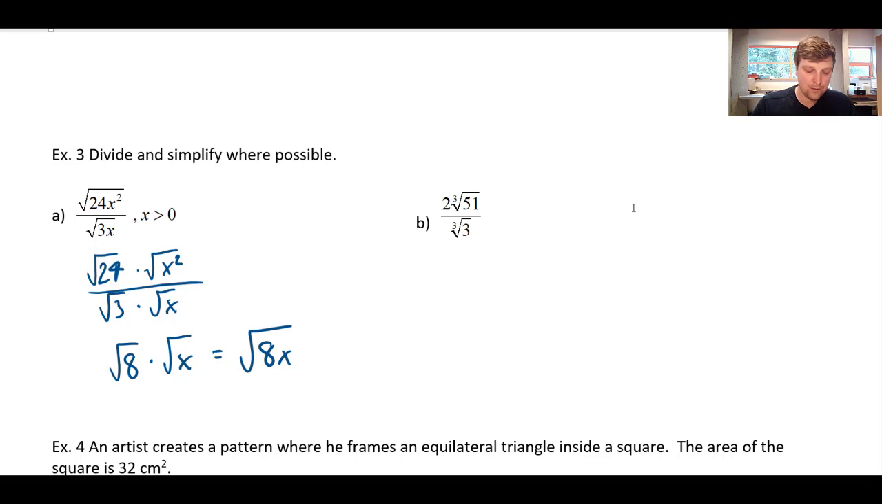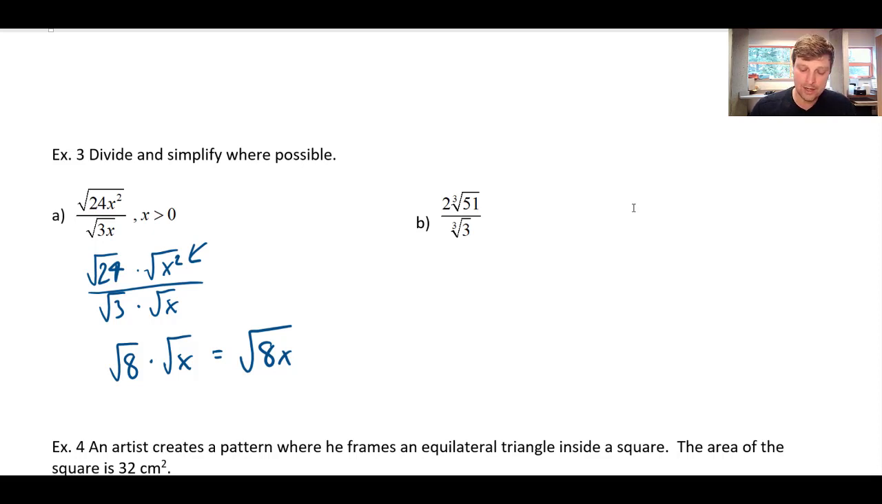Now, you might at this point look back at that example and say, well, the square root of x squared, shouldn't that have just been x anyways? And that's true, but that actually would have meant I wouldn't have been able to divide it out. So I just left it as it is.